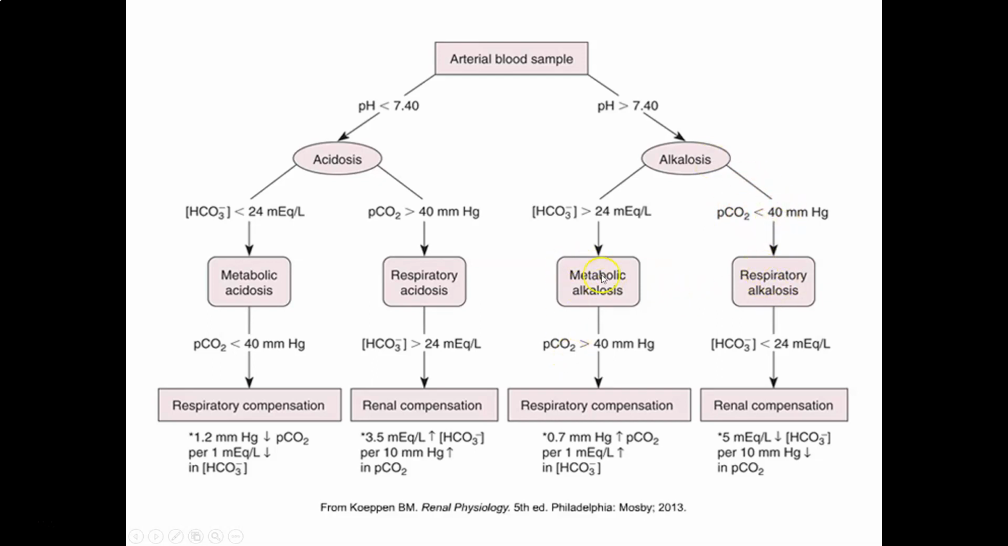For metabolic alkalosis, if the PCO2 is greater than 40, that means you had respiratory compensation, with a 0.7 millimeter of mercury increase in PCO2 per 1 milliequivalent increase in bicarb. And if you were in respiratory alkalosis with hyperventilation, if the bicarb is less than 24, then you had renal compensation happening, and there's a 5 milliequivalent decrease in bicarb per 10 millimeters of mercury decrease in PCO2. And that is it.